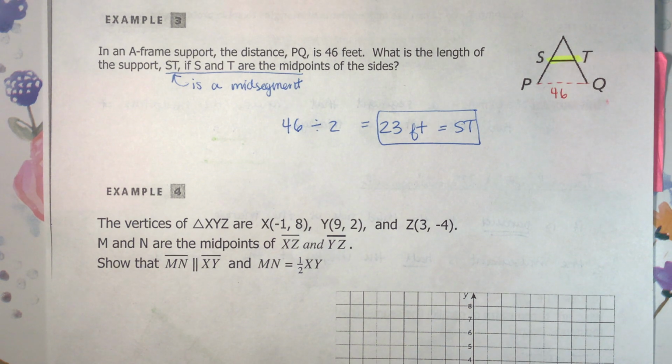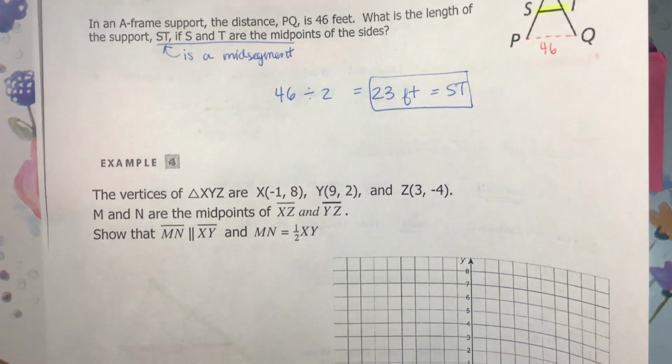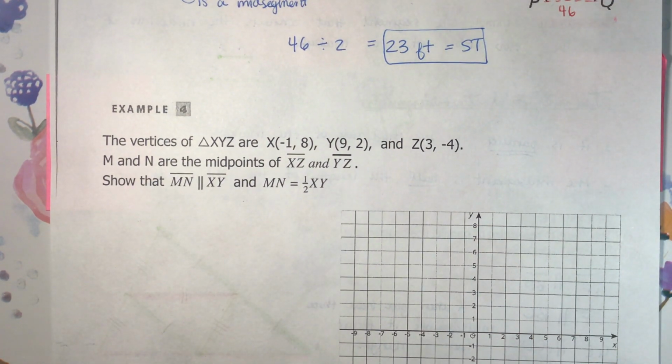All right, now we're to the final example. The final example is a little bit lengthier, and I'm going to try to break it down for you as best as I can. So it says, the vertices of triangle XYZ are (-1, 8), (9, 2), and (3, -4). M and N are the midpoints of XZ and YZ. Show that MN is parallel to XY and MN is equal to half of XY. That is a whole lot of information.